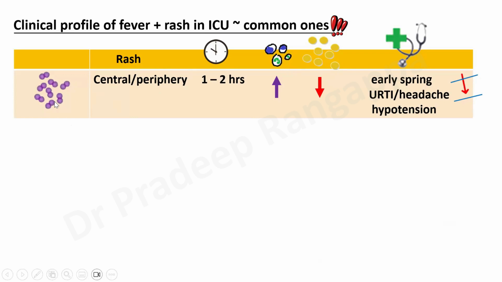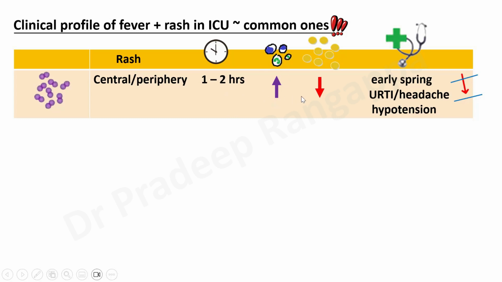So this is meningococcal infection. The rash is typically described as central, which means it can be present on the trunk or it can be present in the periphery also. And in meningococcemia, the rash can occur almost instantaneously with fever. The fever starts with the rash, so it's almost 1 to 2 hours after the onset of fever that a rash comes.